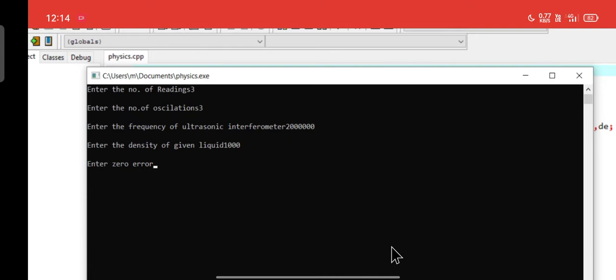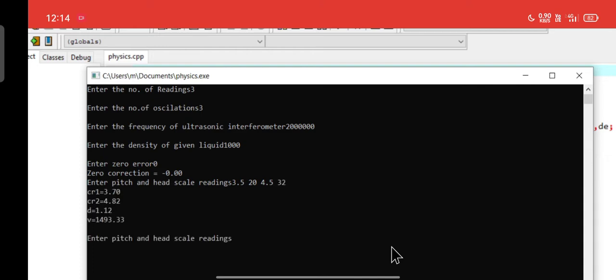Next we are entering the zero error. Here the zero error is nil, so we are entering 0. The zero correction is calculated and printed as minus 0.00. Next we should enter the head scale coincidence and pitch scale reading. I am giving the values 3.5, coincidence 20. Next for the final position, 4.5 and coincidence is 32. After entering, my correction reading 1 and correction reading 2 are calculated.